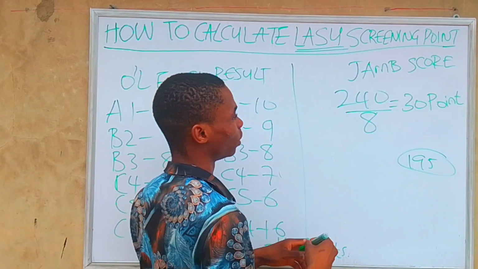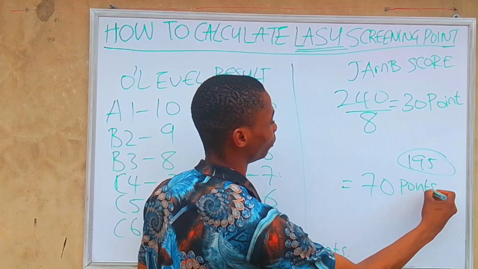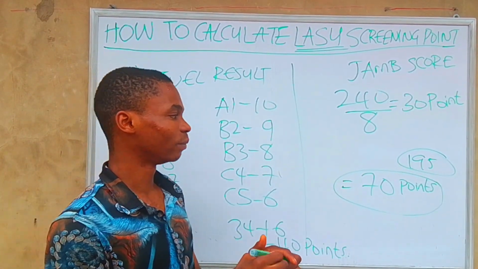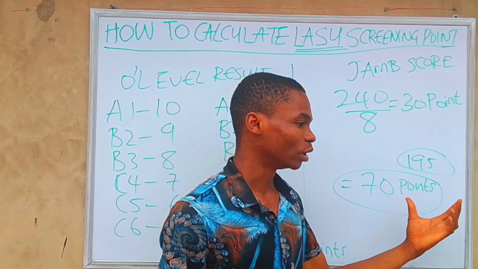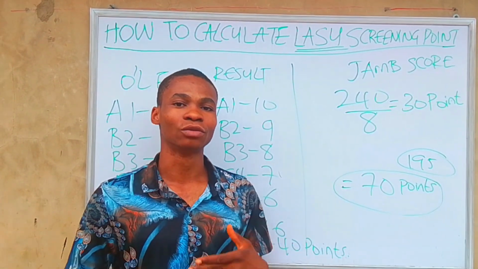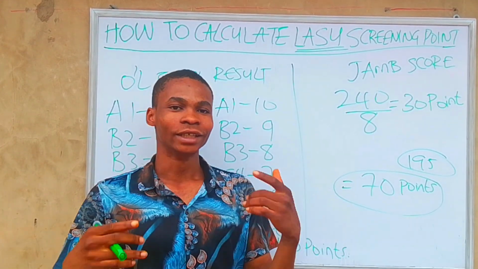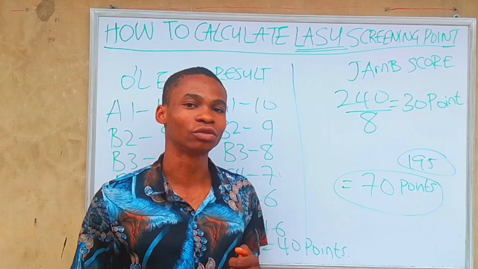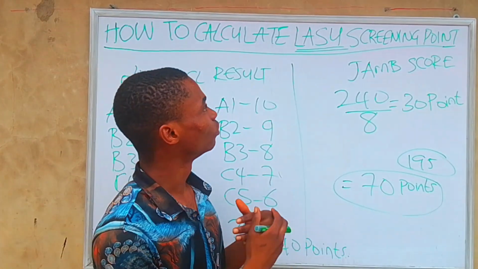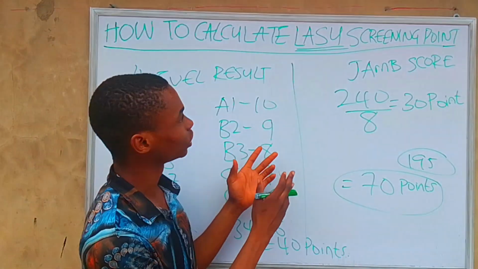40 points plus 30 points will give us 70 points. So if you have this score 240 and this result, your screening point in LASU would be 70 points. These 70 points can apply for some courses, but if you are applying to medicine, law, nursing, pharmacy, you need a much higher score so you can compete with others. I know with this you should be able to calculate your screening point easily in LASU.